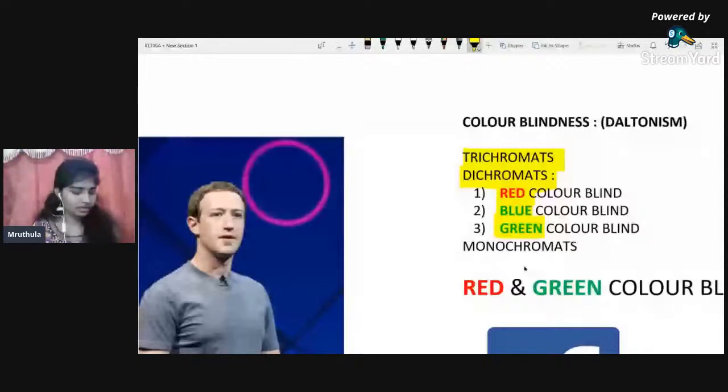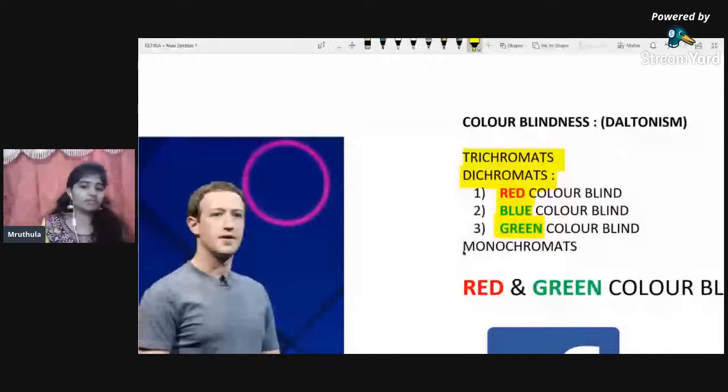Yes, very good. So it's blue and green, Sarla and Harini, right? Both the cones are normal, so they are red color blind. In a blue color blind person, red and green are normal. Blue is not functioning properly.